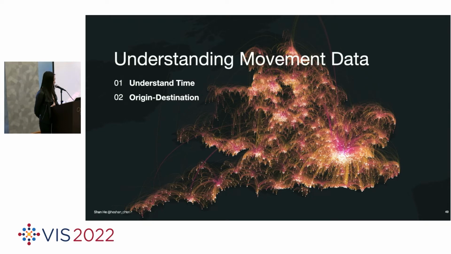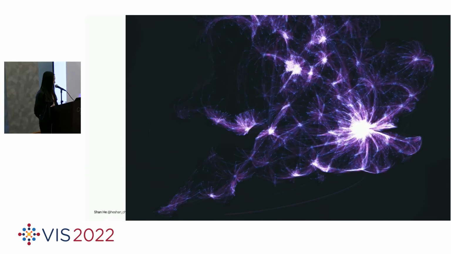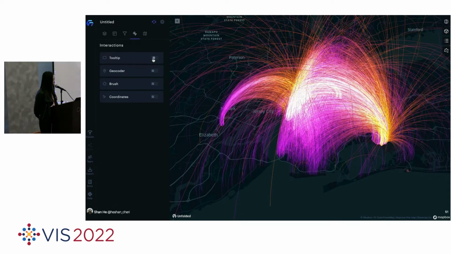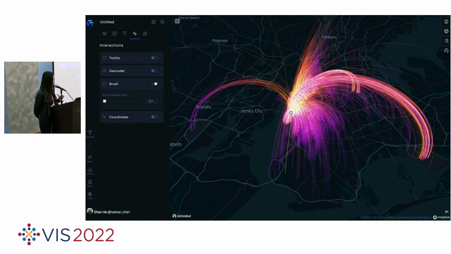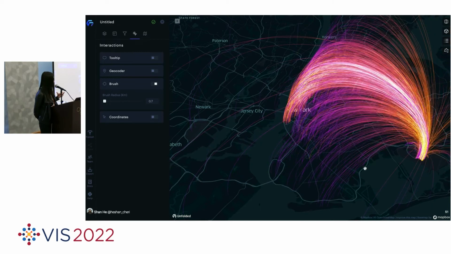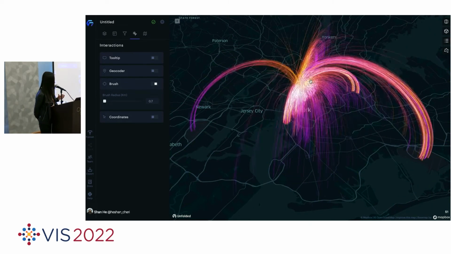Second, origin destination. This is the most common data type that we usually collect when you try to understand movement data, because it's all about where things start, where the trip starts and where it ends. When it comes to origin destination, I like to use a type of visualization called brushing. Brushing is an interaction that allows you to move your mouse around the map, only highlighting OD pairs that are near your mouse location.